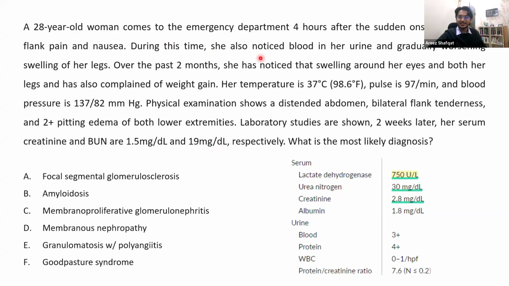Okay, so this is a case of, again, nephrotic syndrome because she had worsening swelling of her legs and also complained of weight gain, and she has periorbital edema. So this is a case of nephrotic syndrome, C and D. Then, because of this nephrotic syndrome, this person developed renal vein thrombosis.